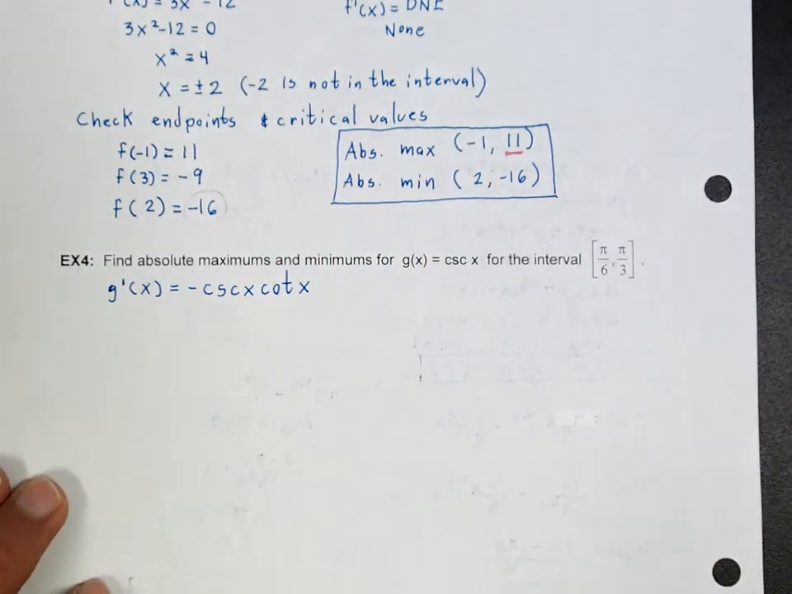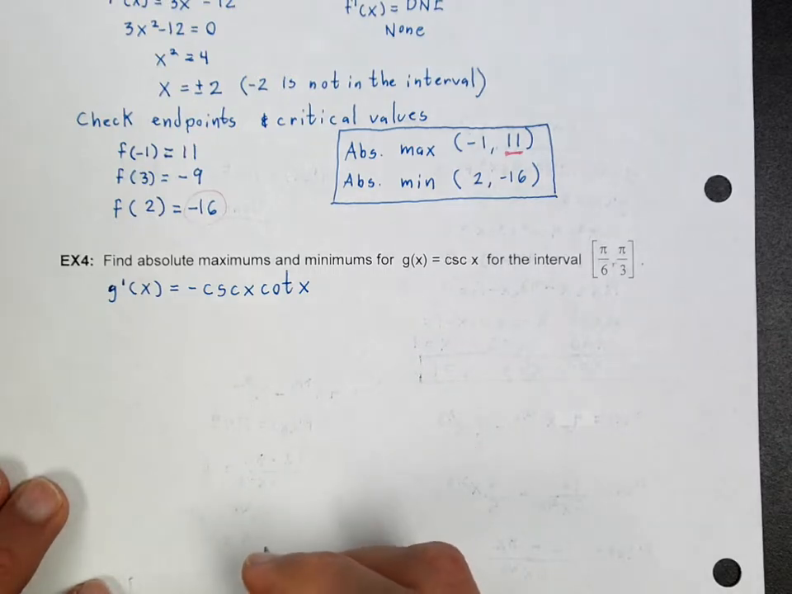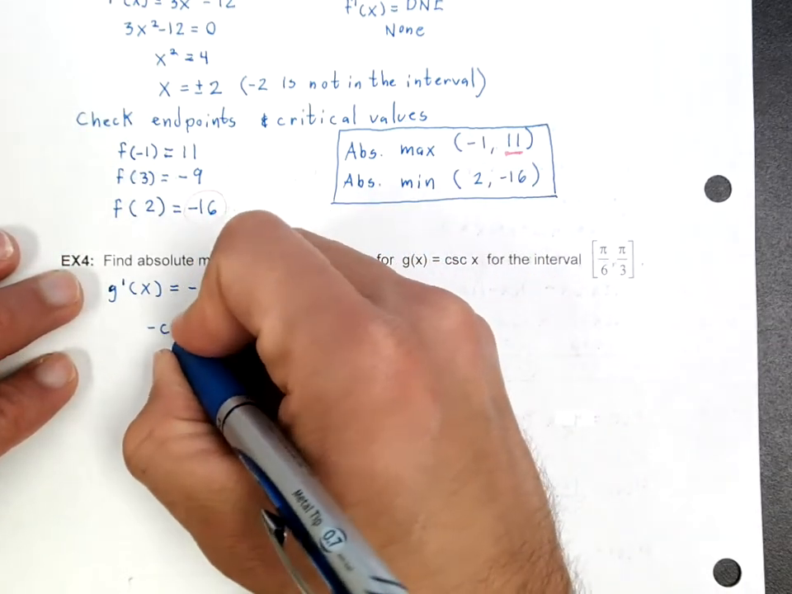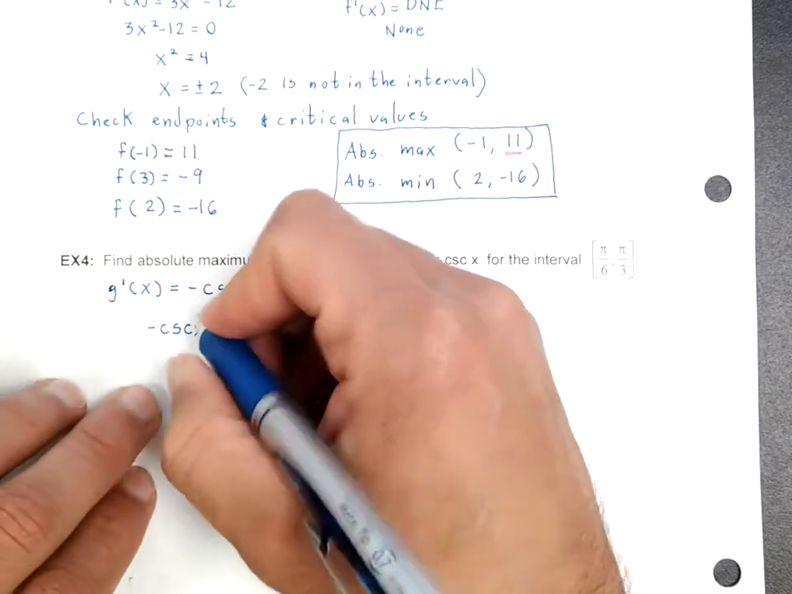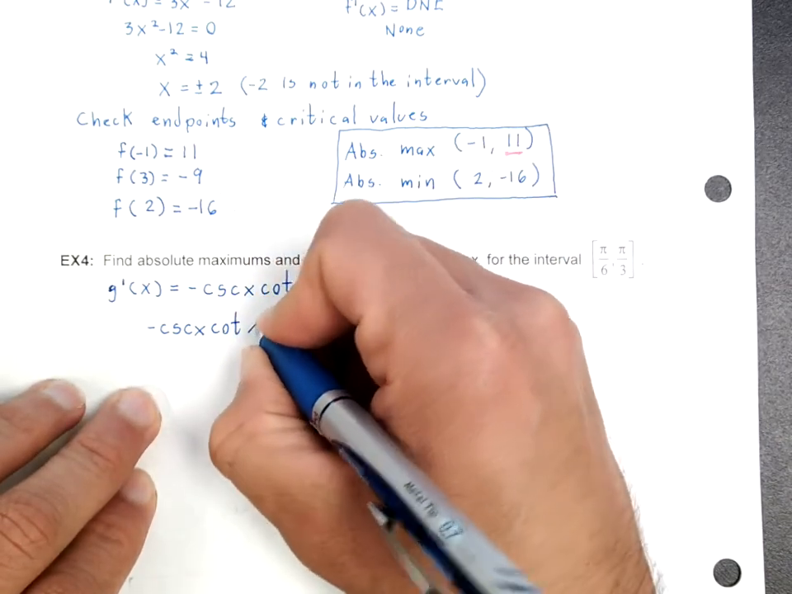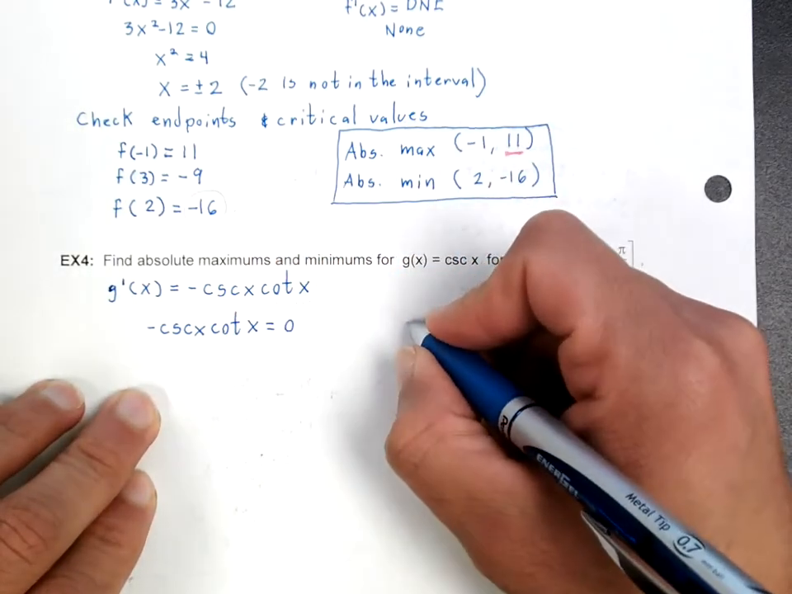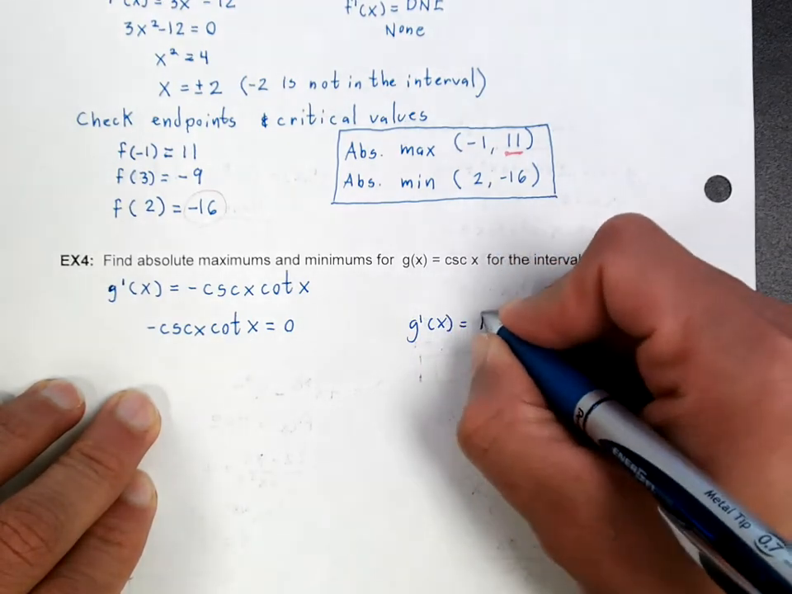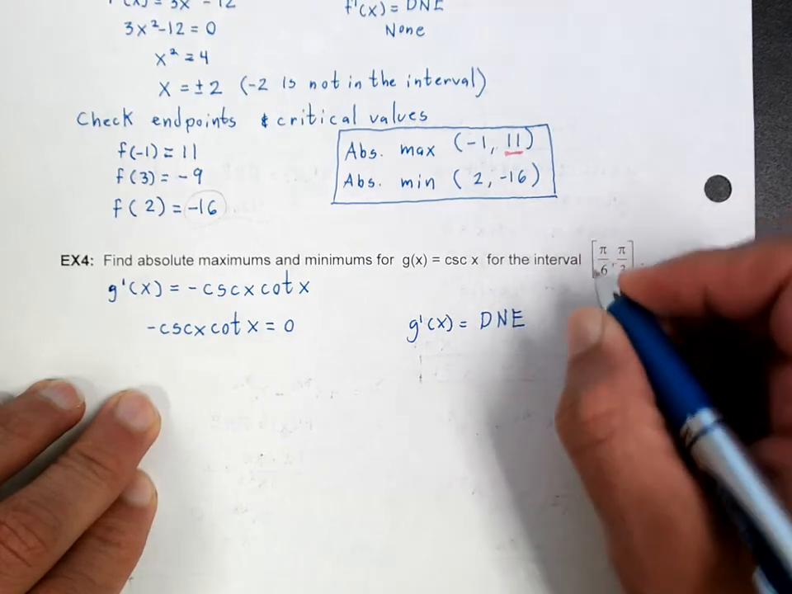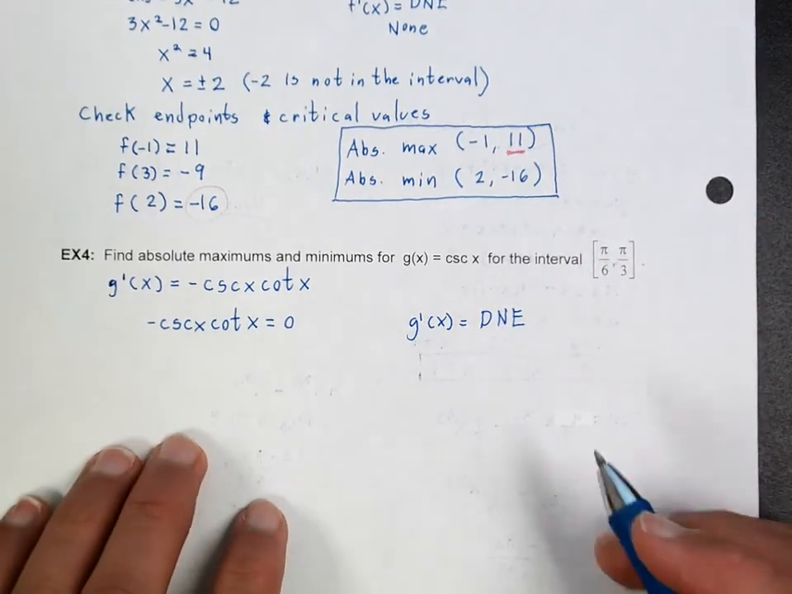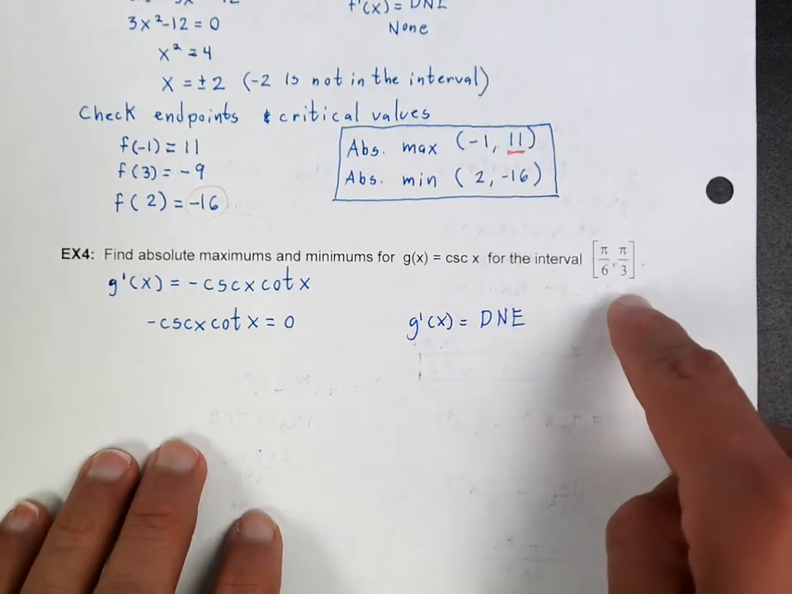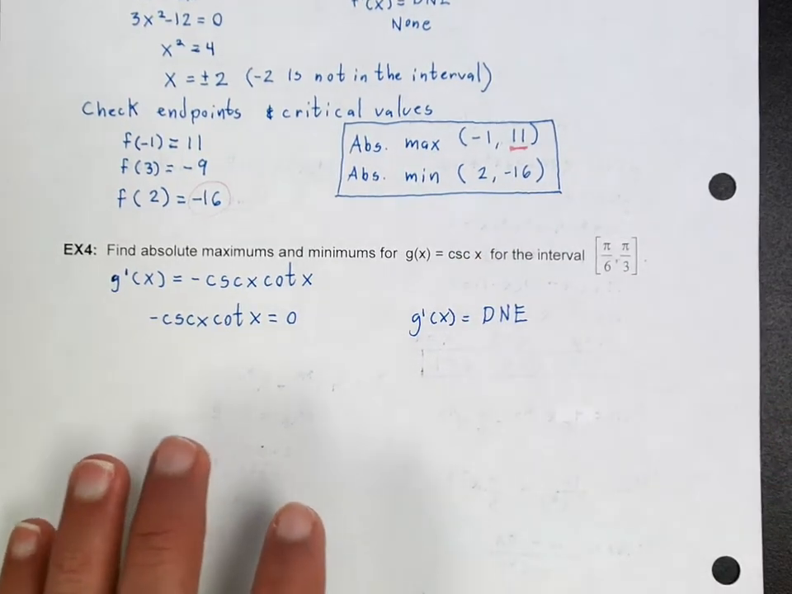Okay, so now what I'm going to do here is set my derivative equal to 0. And I also want to figure out where my derivative does not exist. If we're looking at the derivative, we have a break here. Now, if you look at the graph of the cosecant, don't forget you're looking at the cosecant in that interval.